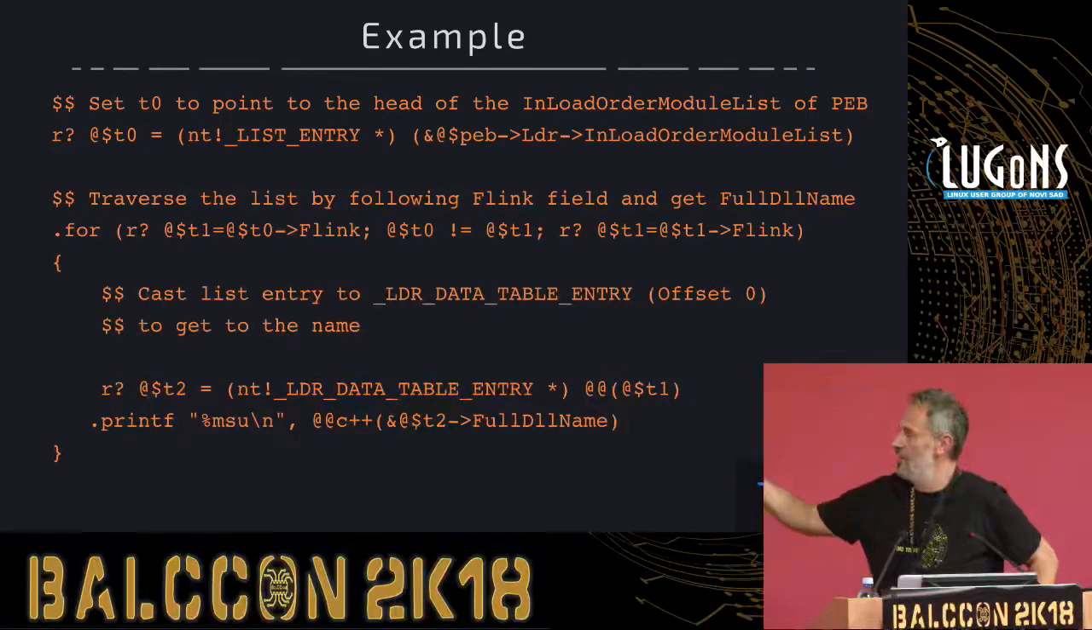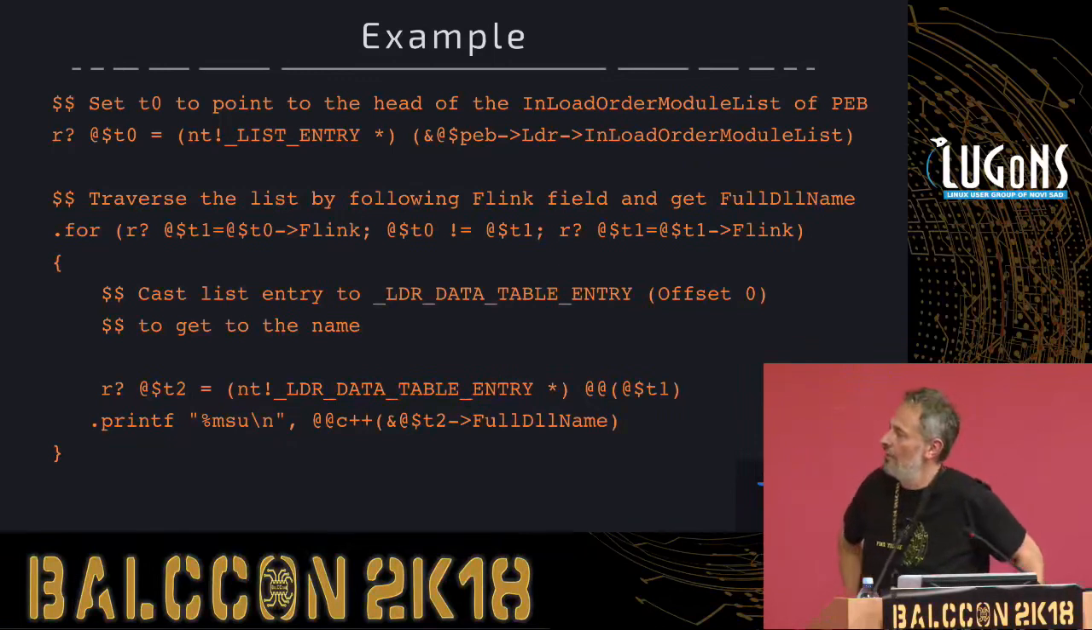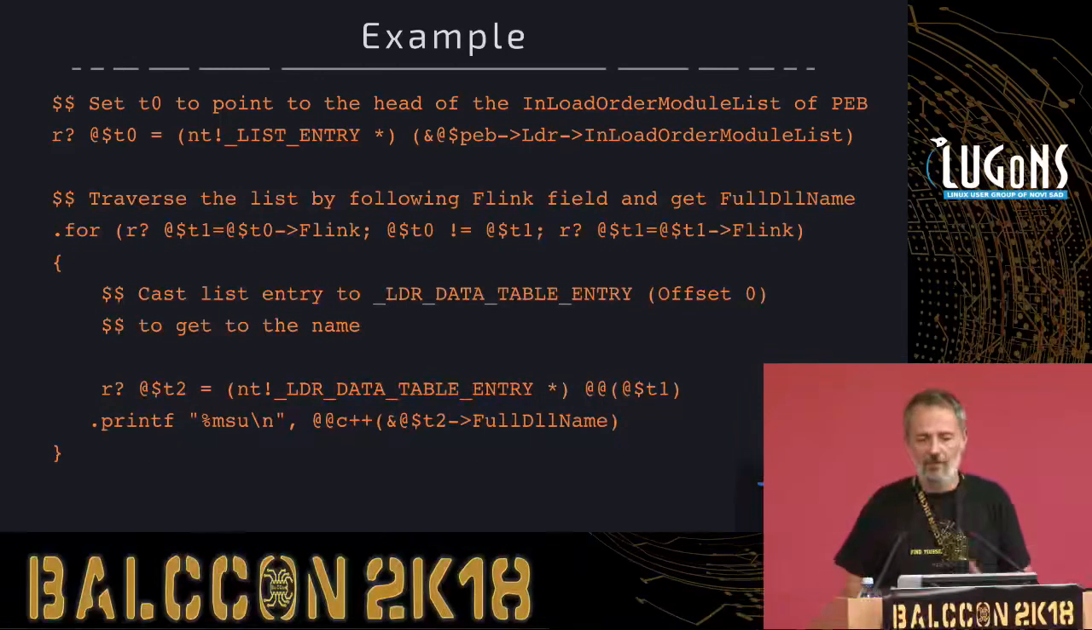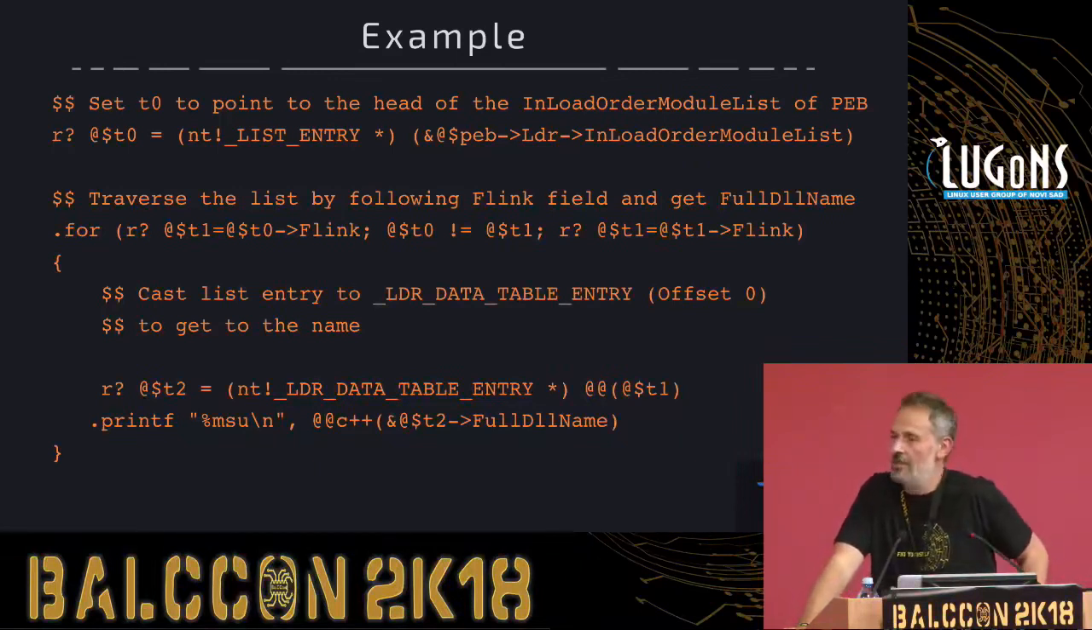And here we again specified that we want a C++ evaluator, where our pointer in temporary variable 2 points to the link structure that's cast as an LDR data table entry. And then the full DLL name field gives you the name of the DLL. So it gives you some idea, and it's kind of error prone. You spend a lot of time putting these together, even for simple functions.